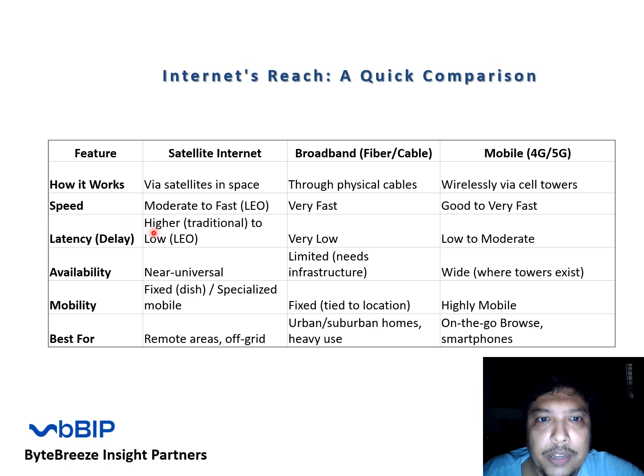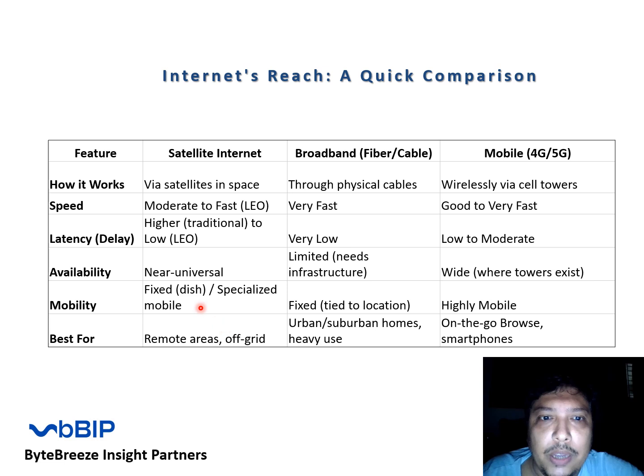Latency for the satellite is usually higher to low. Broadband latency is very low. When latency is very low, that means internet connectivity is very good. And for mobile, it's low to moderate. For mobile data, the latency is not always very good. Availability for satellite is near universal, everywhere. For broadband, availability is limited to where infrastructure is available. And for mobile, where towers exist, there the mobile network exists.